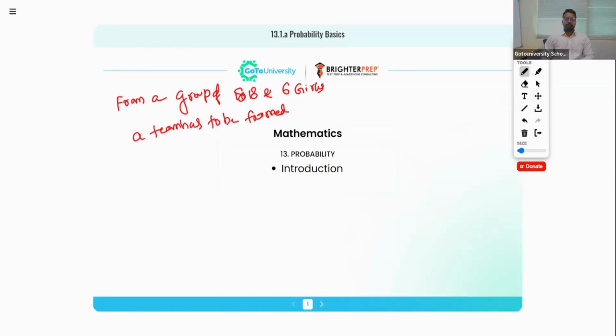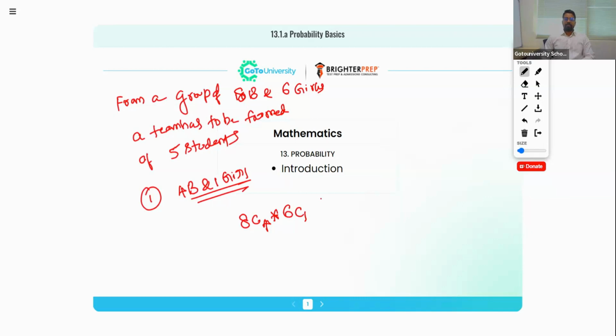A team has to be formed of say 5 students. One condition is it has to have 4 boys and 1 girl. How many ways can you do that? You can only choose 4 boys from the boys, right? That is 8C4 and then 6C1. So you got 8C4 and 6C1.